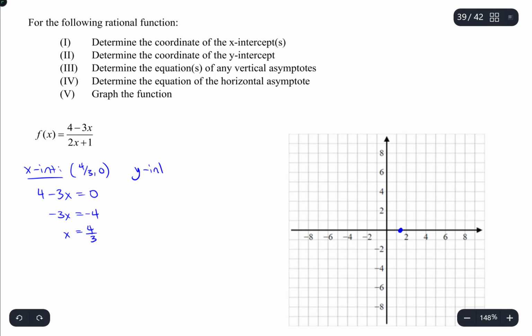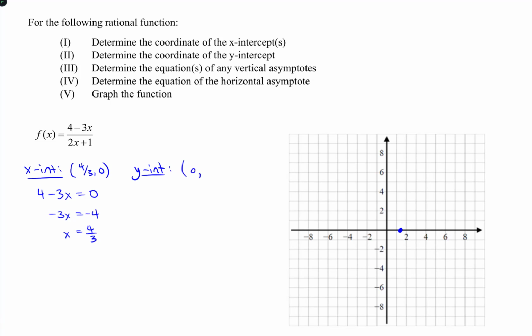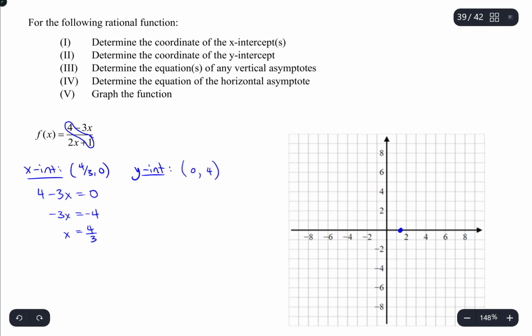Okay, y-intercepts. Y-intercepts occur at a point where the y-coordinate is the ratio of constants. So if I take the constants in these two, 4 over 1, and divide, that's going to be the location of the y-intercept. So (0, 4).